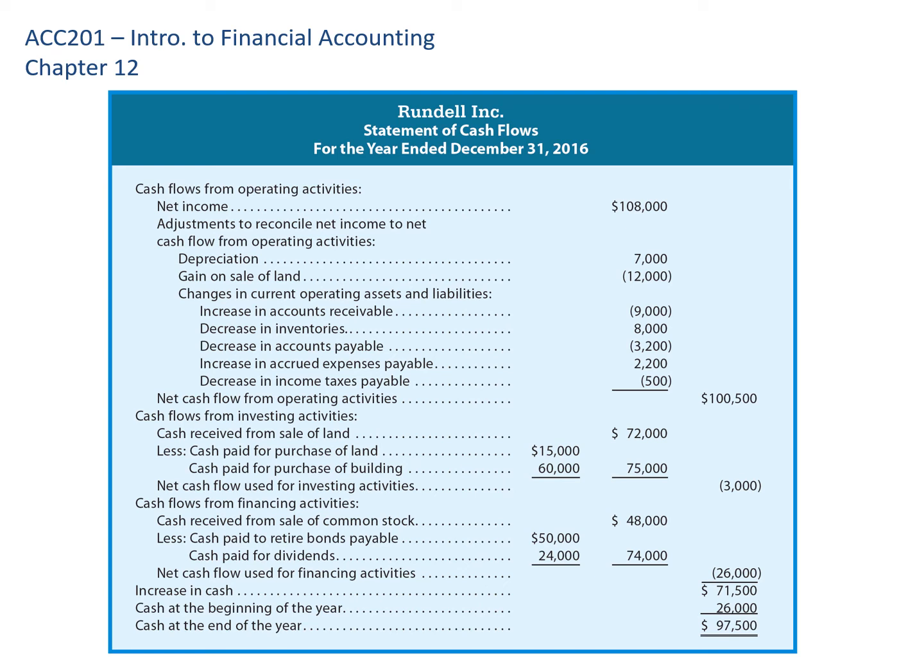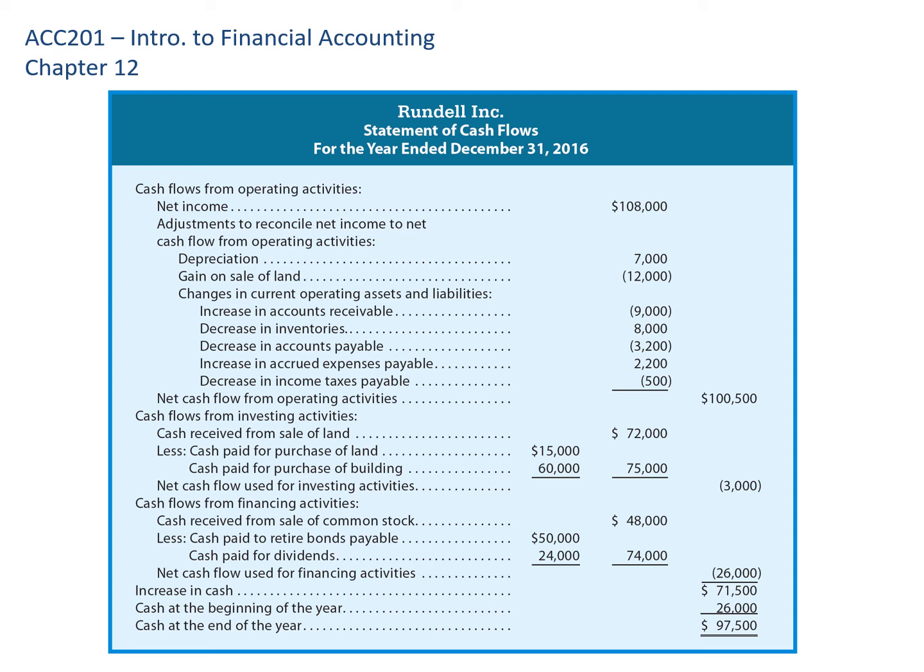Next, I have cash flows from financing activities. So here I have cash received from issuing common stock, $48,000. I have cash paid to retire bonds, so pay down debt, and I have cash paid for dividends, money that I paid out to my equity holders. So I used $74,000 and I received $48,000. So I had net cash flow used for financing activities of $26,000. I had more cash flowing out in that area than I did have cash coming in.